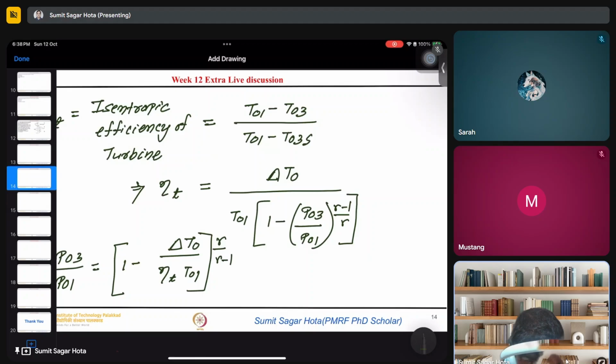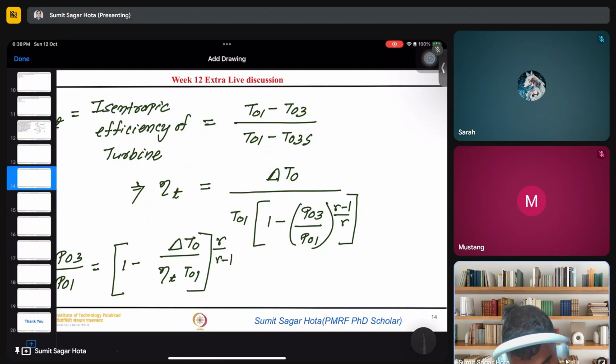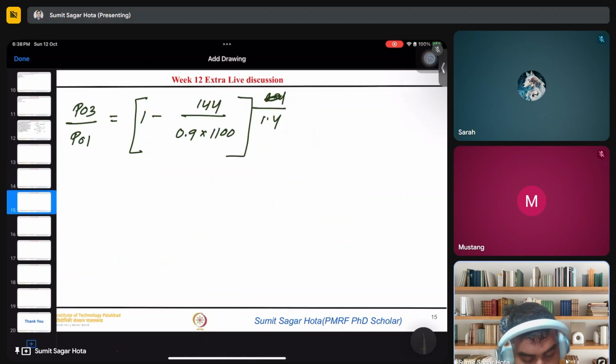Okay, so then 0.4 by 1.4. Okay, sorry, 1.4 by 0.4. Okay, you will solve, you will get the value as 0.533. Okay.